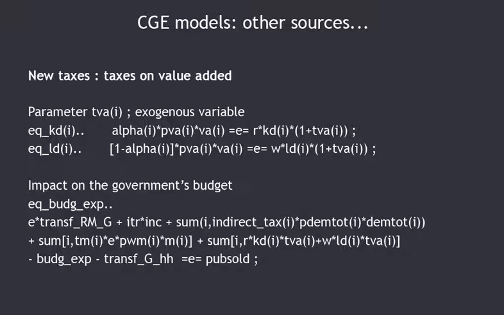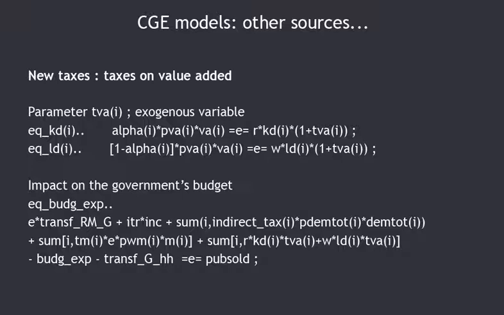This implies that there is now a difference between the cost of a unit of labor or a unit of capital for a company and what the worker or owner of the unit of capital receives. So, for example, in these equations, alpha multiplied by PVA multiplied by VA is the cost of capital for firms, and RKD is what is received by capital owners.